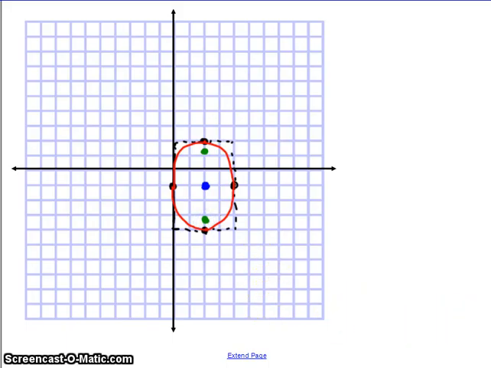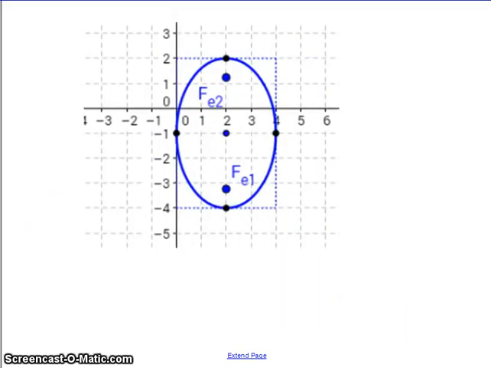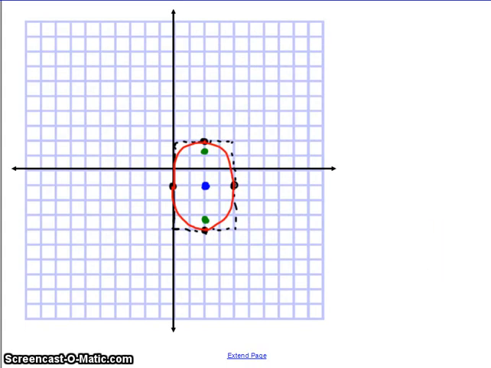And again, we can go ahead and look at a computer-generated graph, and there are the characteristics shown very clearly. The box that we have, the center, co-vertices, and the focal points. Mine's better. Yeah, right.